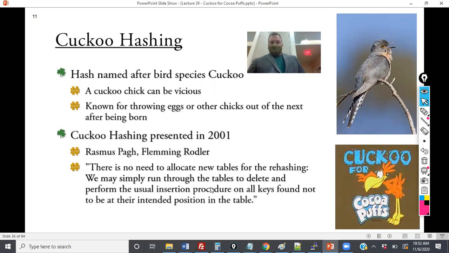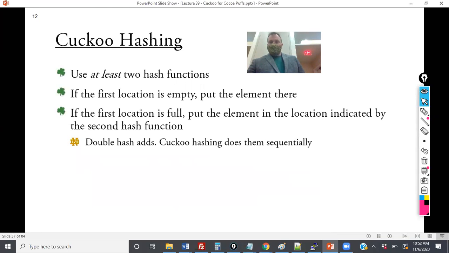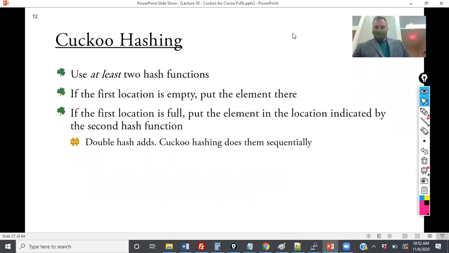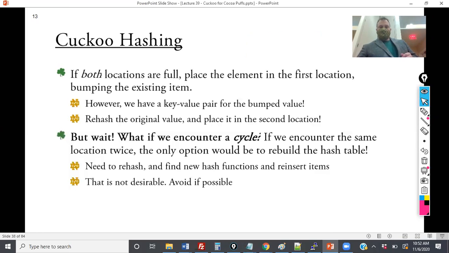And so let me show you what I mean by this. We use at least 2 hash functions. If the first one is empty, put the element there. If it is full, we take the previous one and use a second hash function and a second array. In the example I'm going to show you, we're going to use 3. We could potentially encounter a cycle with 2, so the best way to do this is to add in a third dynamic array.